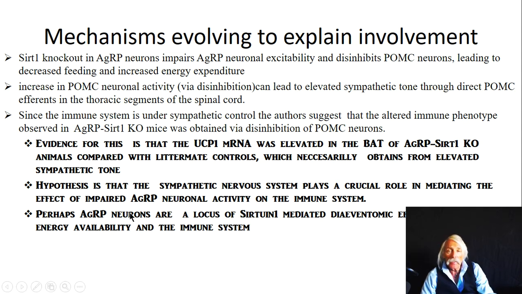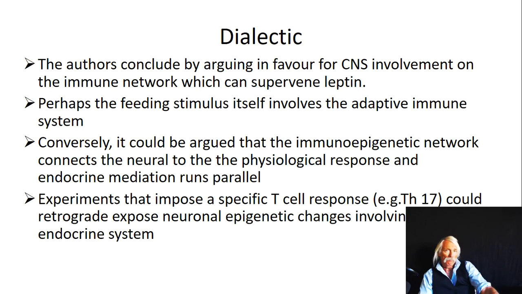The hypothesis is that the sympathetic nervous system plays a crucial role in mediating the effect of impaired AgRP neuronal activity on the immune system. And perhaps the AgRP neurons are a locus of Sirtuin-1 mediated diametric effect connecting low energy availability and the immune system. Now, that diametric effect, that's all about what I'm trying to talk about here. So let's do a dialectic.